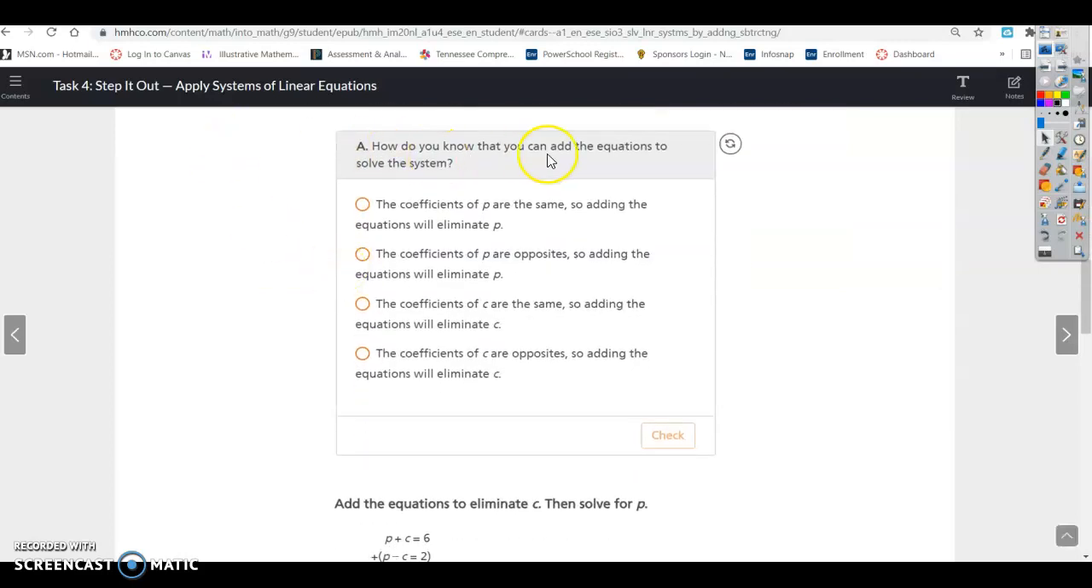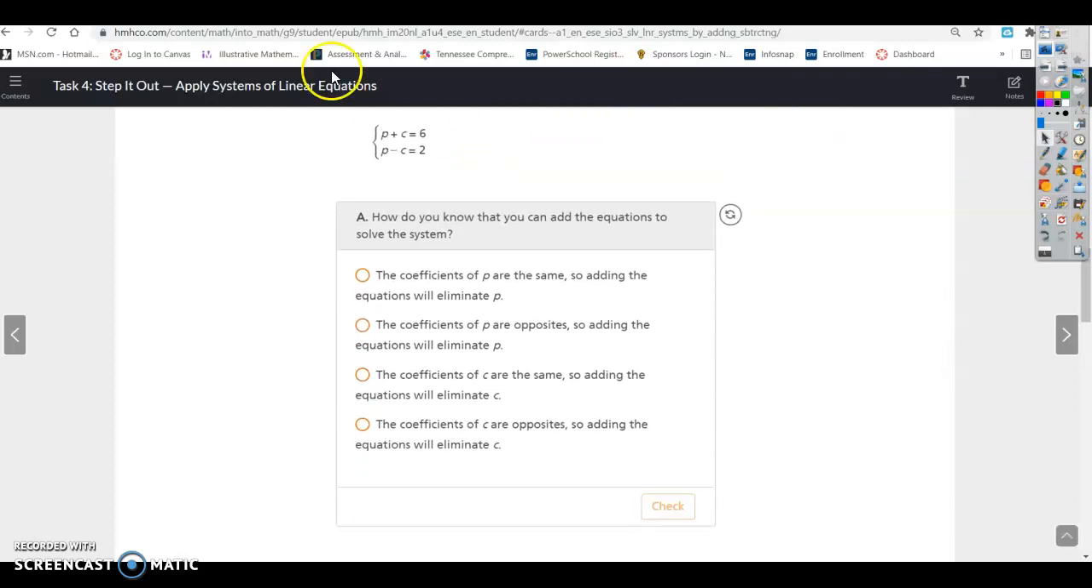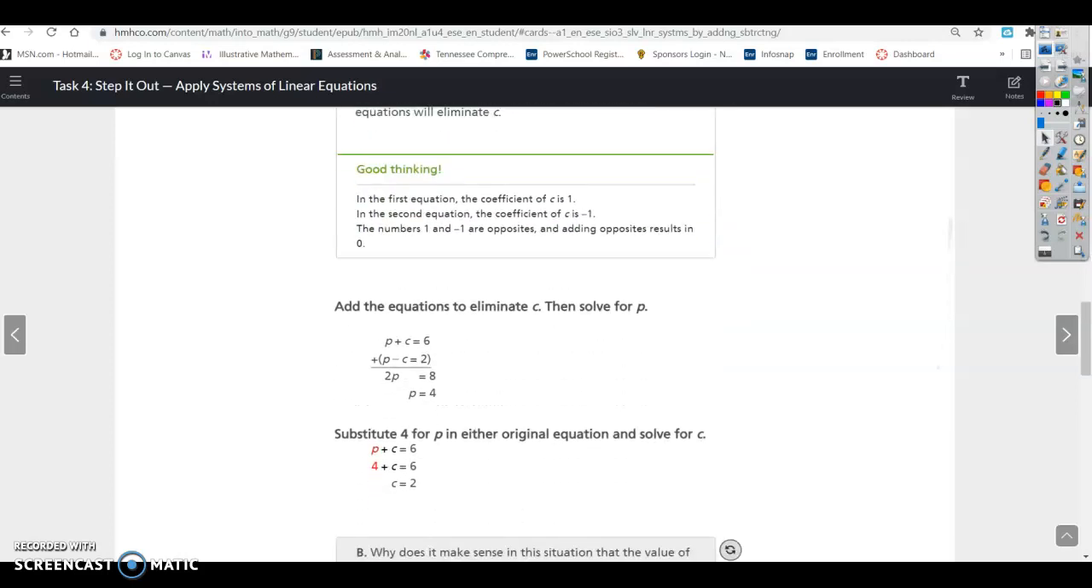All right, so how do you know that you can add the equations to solve this system? You can add the equations because these variables have opposite signs. So the coefficients of P are the same, so adding the equations eliminates P. So we're not trying to eliminate P here. We want to eliminate C. So skip down to the bottom two. The coefficients of C are the same, so adding the equations will eliminate. They are not the same, they're opposite, plus and minus here. So the coefficients of C are opposite, so adding the equations will eliminate C. So that is the correct answer there.